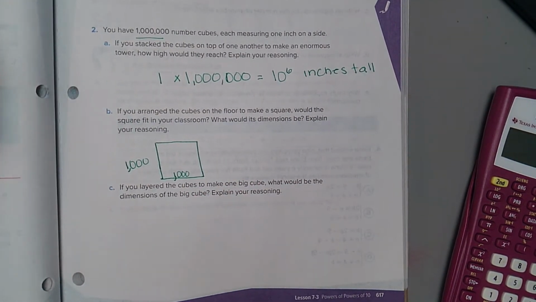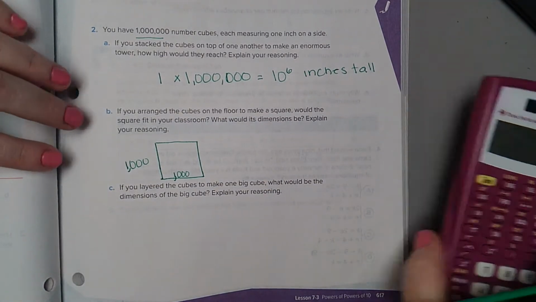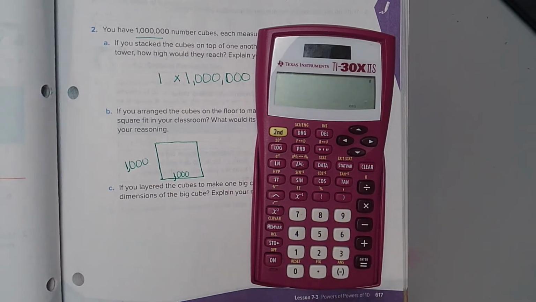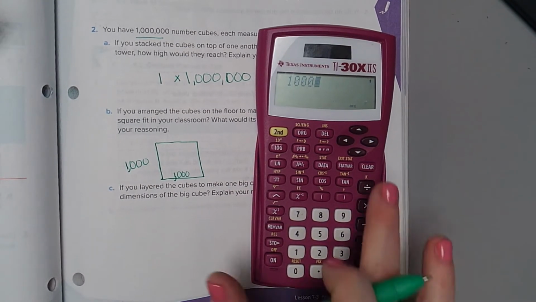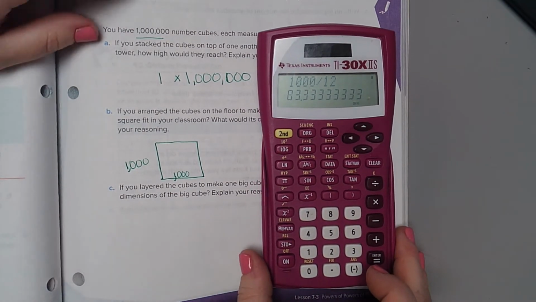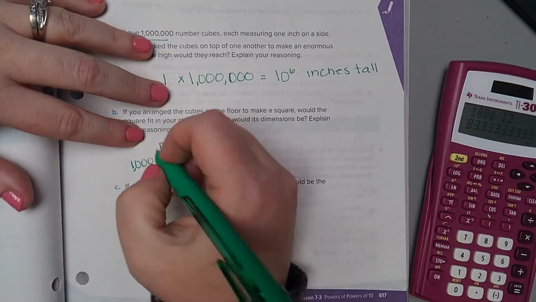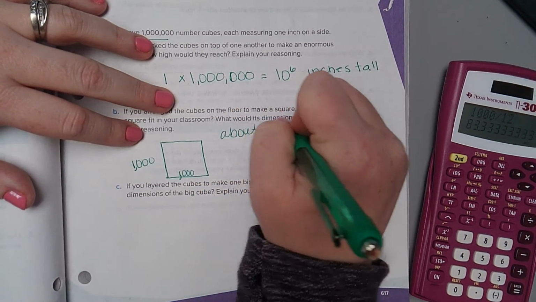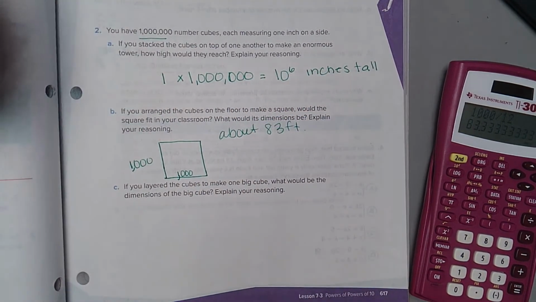Well, 1,000 inches. Let's see how many feet that is. There's 12 inches in a foot, so we have 1,000 divided by 12. So just over 83 feet. I believe that is bigger than our classroom.